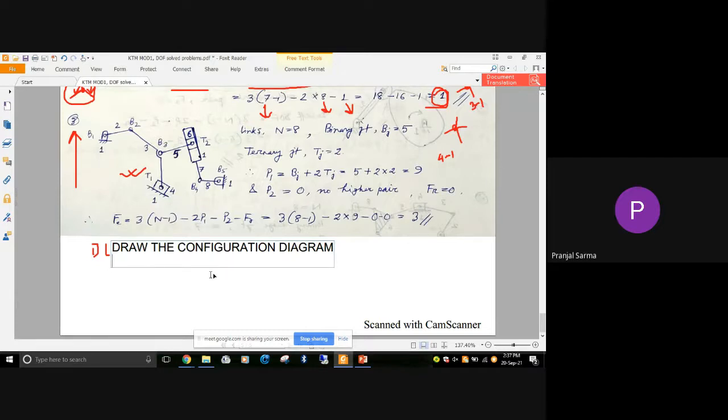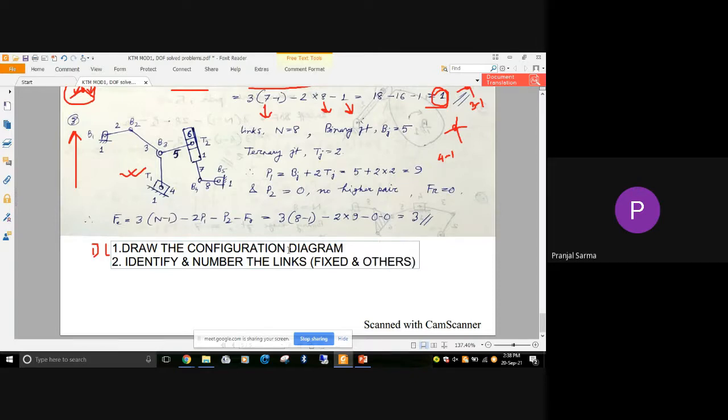Next, what? To find the fixed position, sir. Yes, that will come under identify and number the links. Fixed and others. Yes, all the fixed links have to be numbered with the same number. Correct. Yes, sir. Okay. So fixed and others.